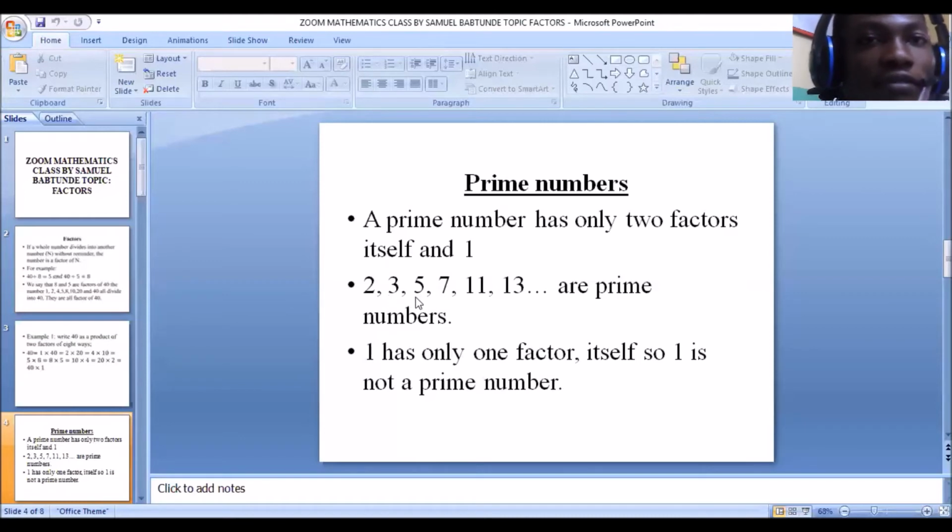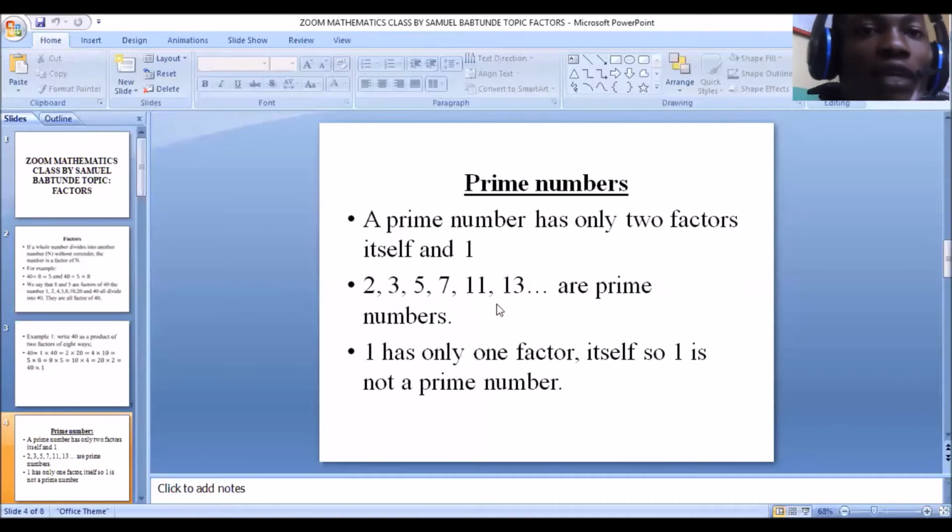Another example is 5. 5 can only be divided by 1 and itself, making it a prime number. 7 same. 7 can only be divided by 1 and itself. 7 cannot be divided by 2. No. There will be a remainder. It cannot be divided by 3. No. It cannot be divided by 4. No. It cannot be divided by 5. No. It can only be divided by 1 and itself, meaning 7 has only 2 factors, thereby making it a prime number. 11 also same, can only be divided by 1 and itself. Likewise 13 and so on. So all these are prime numbers because they have only 2 factors, itself and 1.